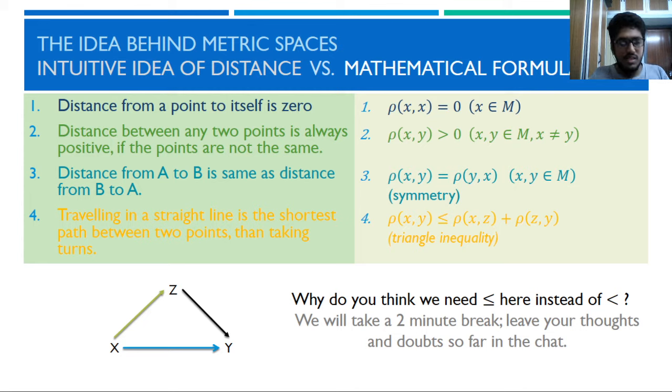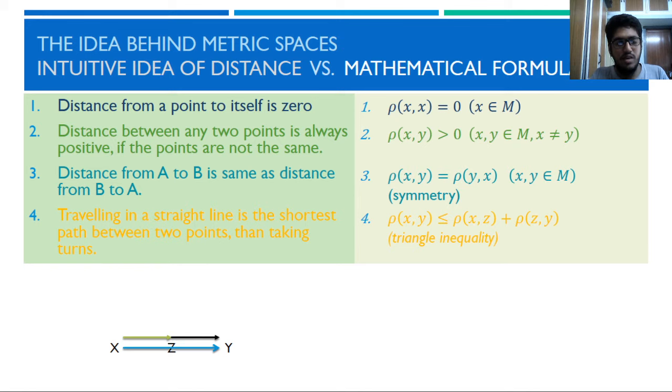So as Bijal said, if they are collinear, that is x, y, and z lie on the same line, what happens is going from x to y straight is equivalent to saying I'm going from x to z and then from z to y. In that case, rho of x comma y will be equal to rho of x comma z plus rho of z comma y.